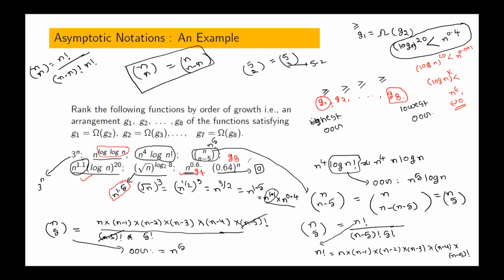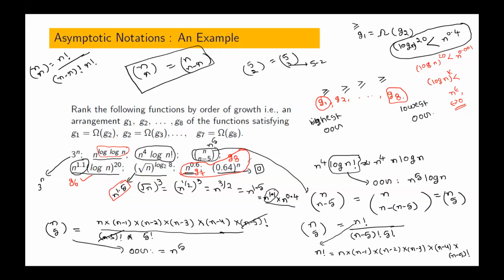So now you tell me which two things you have in mind. Compared to G5 and G6, n power 1.1 log n power 20 is the smallest. After removing these two, in the remaining functions, the lowest is this one only. That is n power 1.1 log n power 20. That is G6 now. Next lowest.